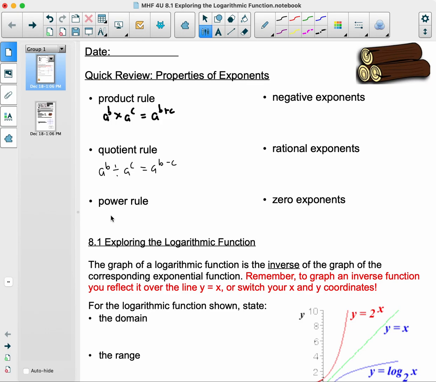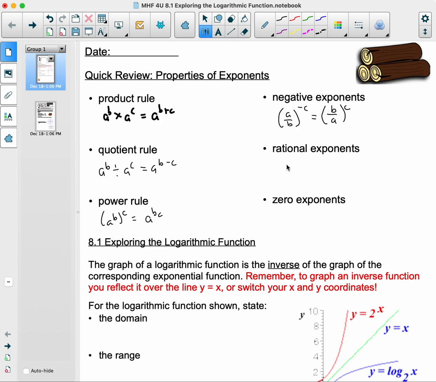The power of a power rule is the one where you have a base raised to an exponent raised to another exponent, and you can just multiply your exponents, okay? And then negative exponents mean that they take the base and flip it. So they take the reciprocal of the base. Sometimes you remember that as it's 1 over. That's true if your base is a whole number, but if it's a fraction, it just flips the fraction, and then the exponent becomes positive.